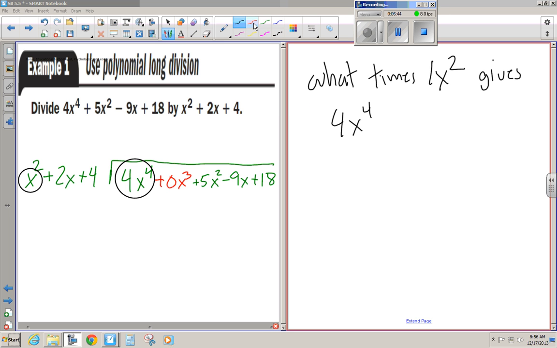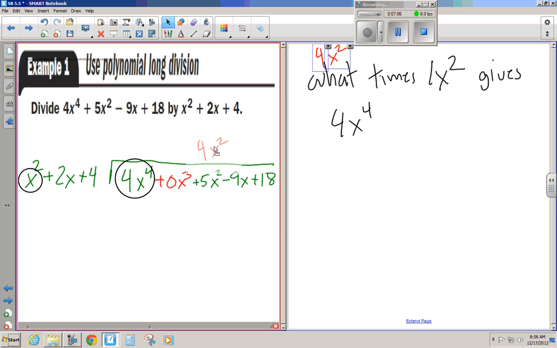You got to have a 4 as part of what you multiply by. Then an x to the fourth and an x squared. Well, there are only 2 x's here and 4 here, so it has to be an x squared. And you line up this right here over top of the x squared. We're lining things up. It will make things easier.